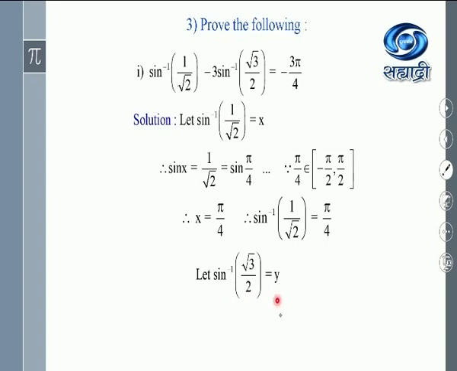With the same procedure, sine inverse of root 3 by 2 is equal to y. Write the definition: sine of y is equal to root 3 by 2. See, every time we are using that definition of inverse trigonometry. That is, sine y is equal to root 3 by 2, which is equal to sine of pi by 3. You know sine 60 degrees is equal to root 3 by 2, and 60 degrees is pi by 3.